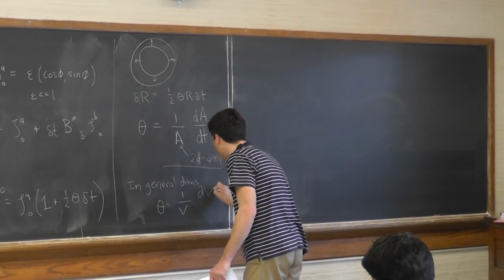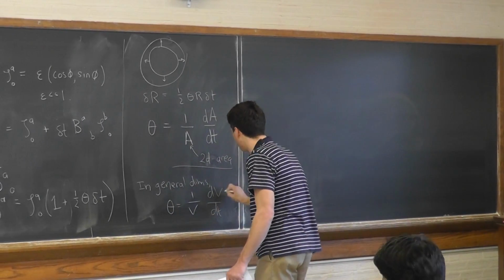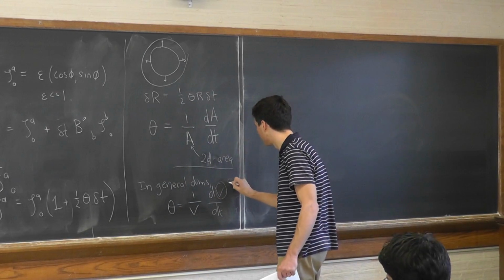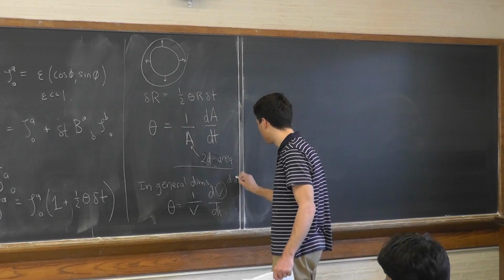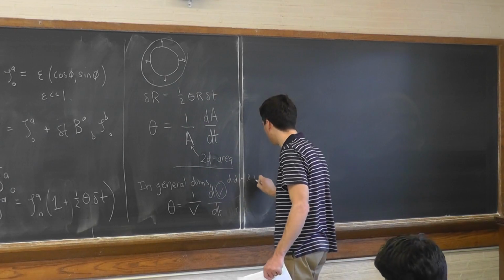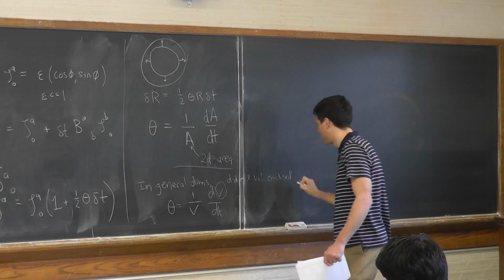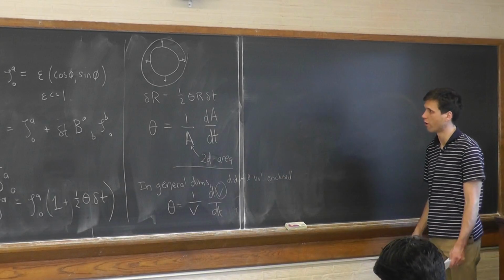Volume, dt, where volume just means the d-dimensional volume enclosed by the sphere that you draw.